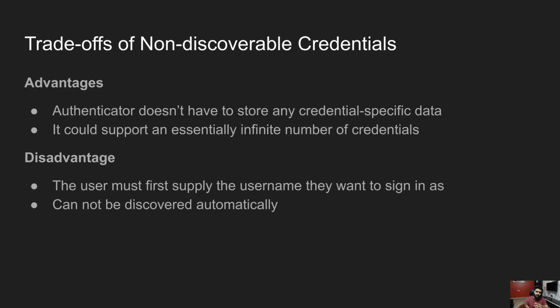And this cannot be discovered as well. For example, whenever you are trying to log in using web authentication, then you see a list of credentials. But since in this case you don't have any credentials stored, you just have one master key, your authenticator cannot help you with that. It's only the relying party server which can provide the username for which you need to sign in. So the authenticator cannot help you in selecting any user or anything. It cannot be discovered, basically.